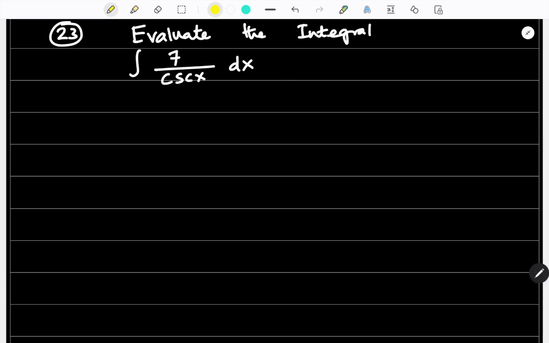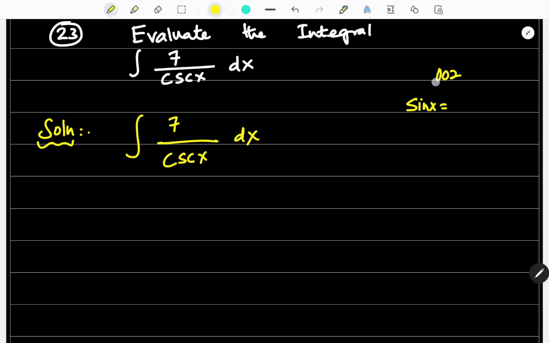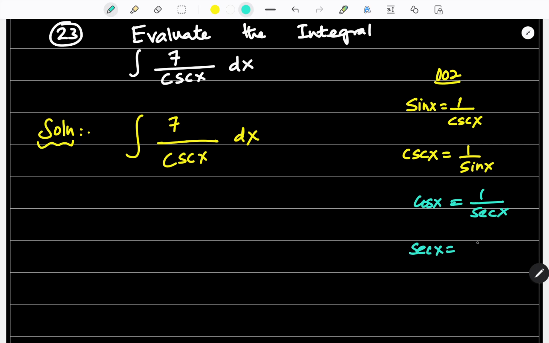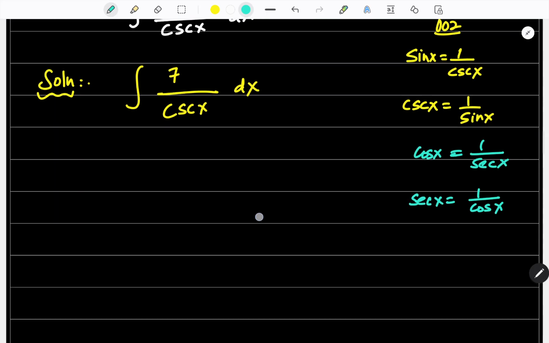The next question is evaluate the integral of 7 over cosecant x dx. 7 is a constant, so no need to worry. But what about cosecant x? You know very well, sin x is 1 by cosecant x. What is cosecant x? 1 over sin x. The next, cos x is 1 over secant x. And secant x is 1 over cosine x, right?